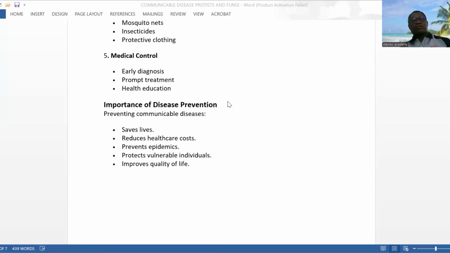What is the importance of preventing these diseases? Now, it saves lives. It reduces healthcare costs, which is the amount one spends on healthcare and treatment, and it protects vulnerable individuals. It keeps the environment clean and prevents such diseases from being spread all around.